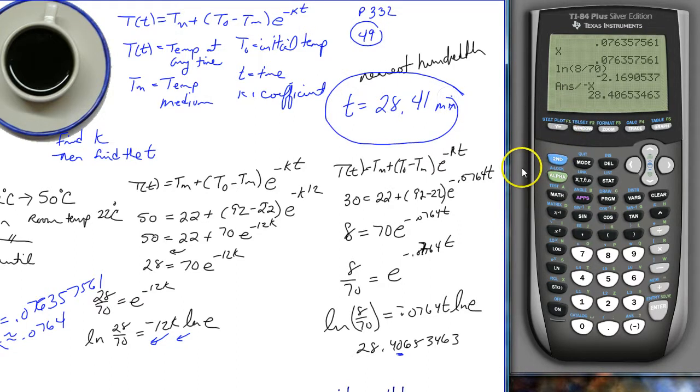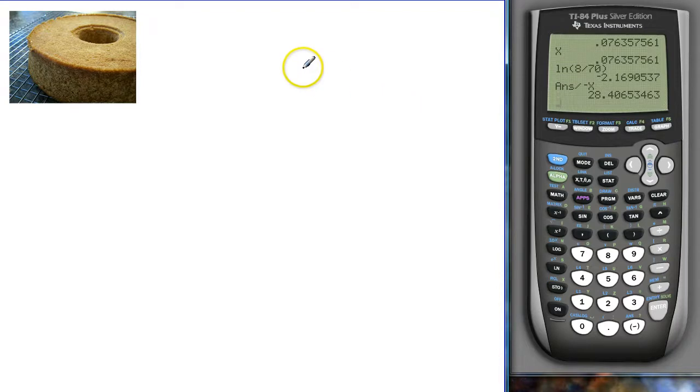A lot of work. It's a big question. Let's try it again. So question 50. They say you take a cake out of the oven. The temperature to start with is 350 degrees. Now we're in Fahrenheit this time. And what happens is in 20 minutes, it cools down to 120 degrees. So this is question number 50.